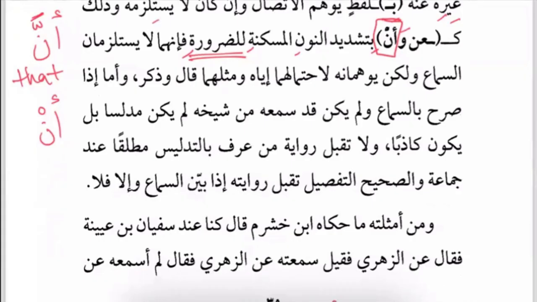فإنهما لا يستلزمان السماع. Neither of those two is explicit in hearing, with the explicit meaning that the reporter heard what he is reporting from the one he is reporting from. ولكن يوهمانه لاحتمالهما إياه. Rather, they just give that impression because it could mean that. وَمِثْلُهُمَا قَالَ وَذَكَرَ. And what's like those two, from and that so-and-so said, is he said and he mentioned.